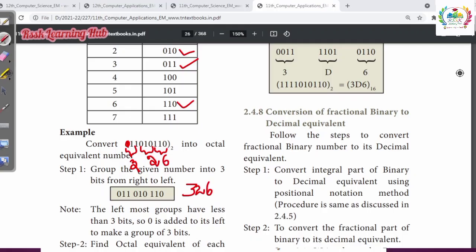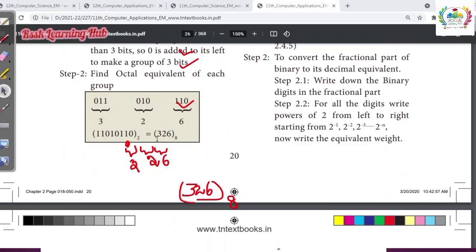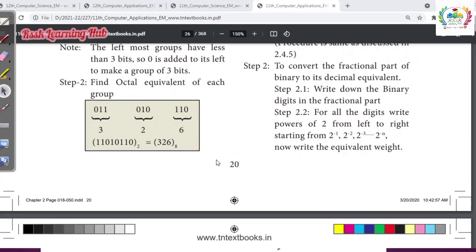326 to the base 8, into octal. So 326 to the base 8, that is the answer for this. See, 326 to the base 8. Right. So what are the things we saw? The same implementation is here. So this is for finding the octal equivalent of your binary.